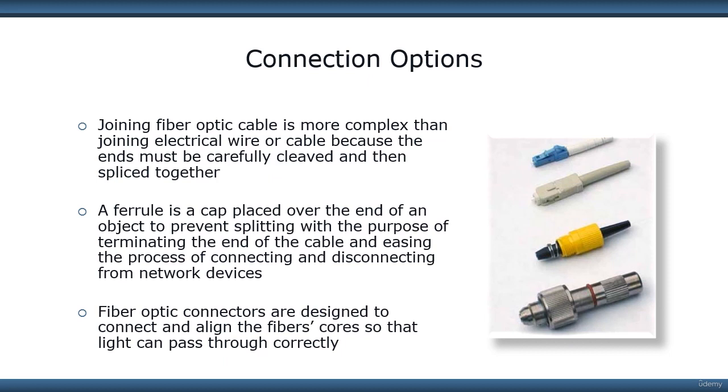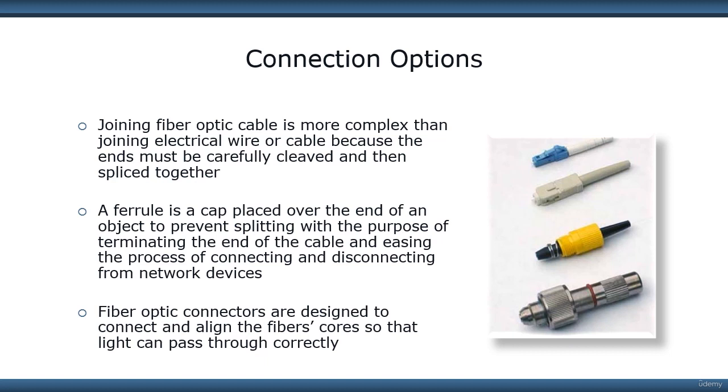There are a lot of different connection options for fiber optic cabling, but for all of them, it's more complex to join them than joining electrical wire because the ends have to be carefully cleaved and then spliced together. We have to make sure that the cores line up. So it's a distinct skill, and typically if you're in networking, you don't do a lot with fiber optic unless you're in a field that deals with it. At that point, you would have had some serious training on how to physically deal with those. So this is more just recognizing terms, recognizing different types of connectors and whatnot.